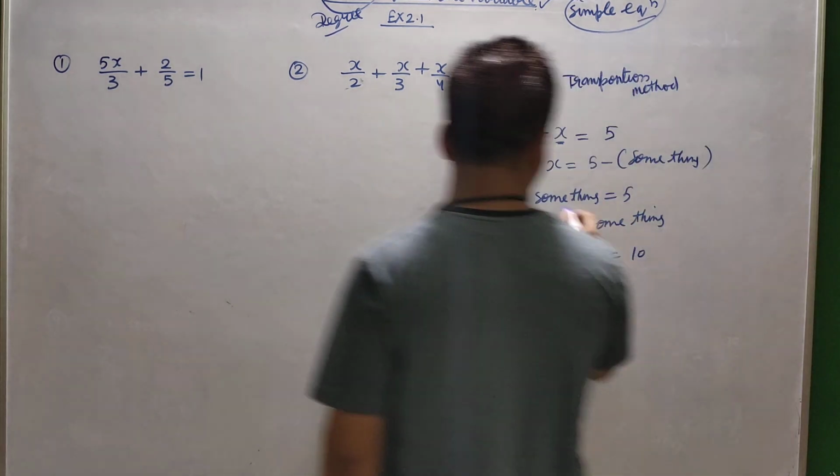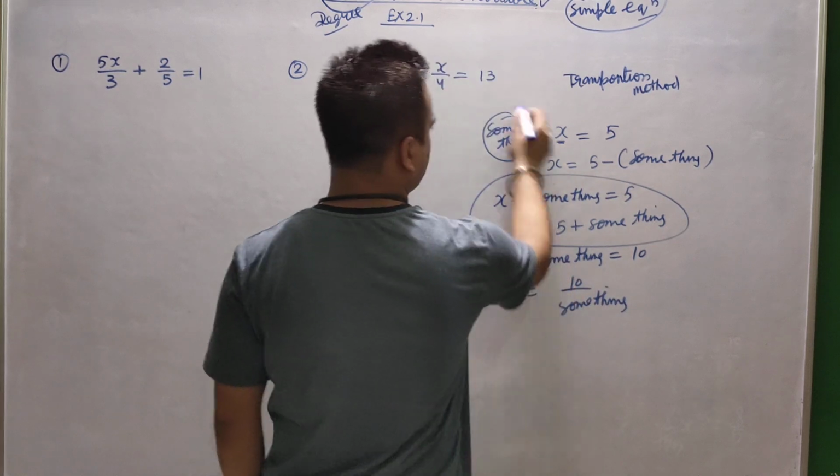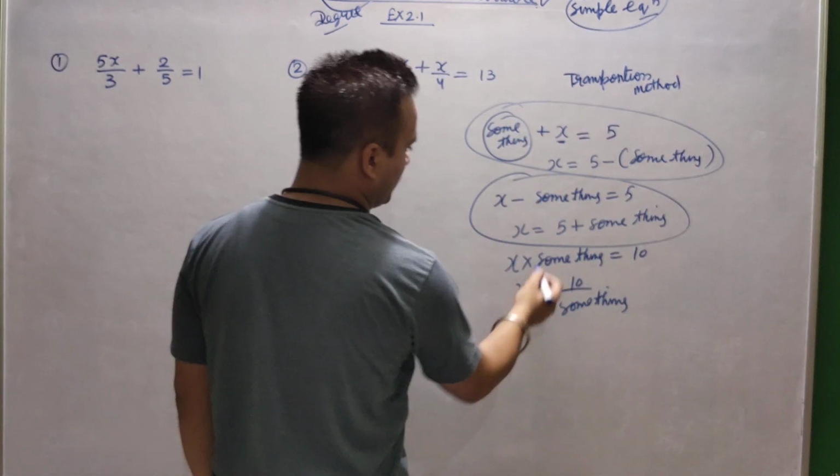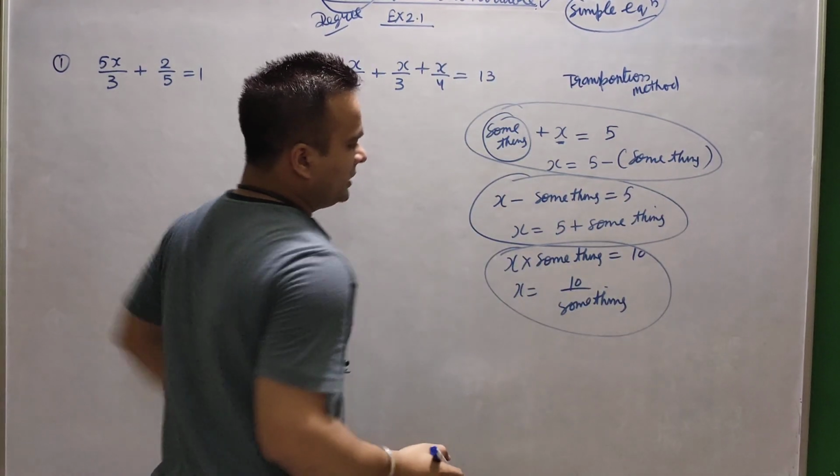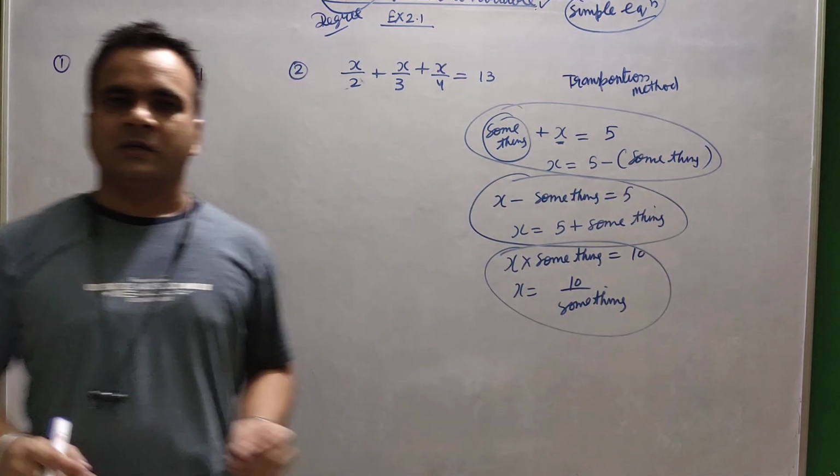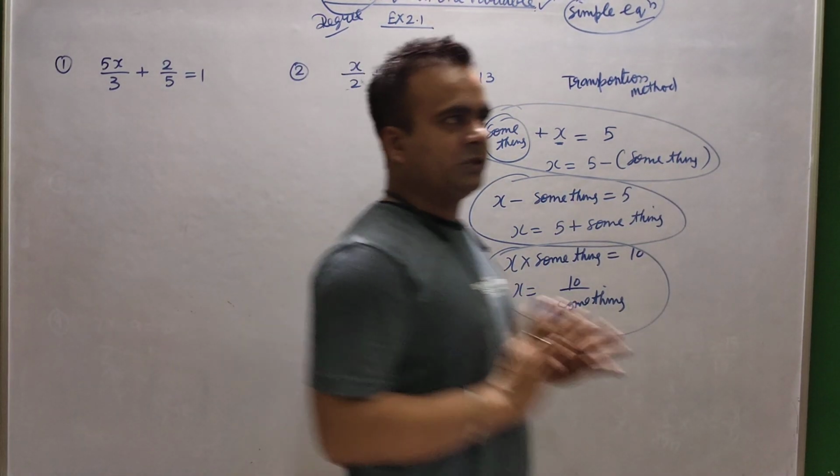So this is the first one, and this is the second one, and this is the third, and division will shift there in multiply. You have to remember these 4 things.